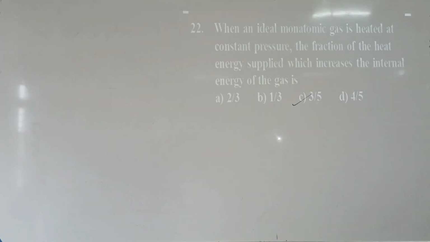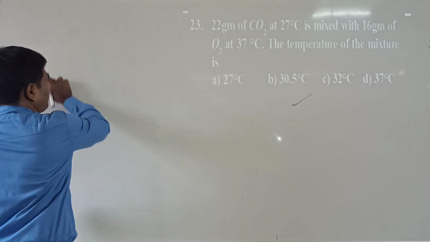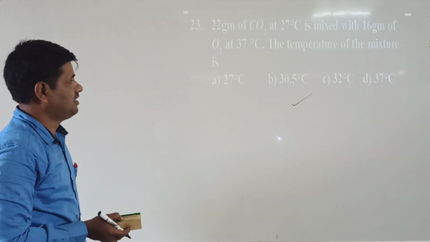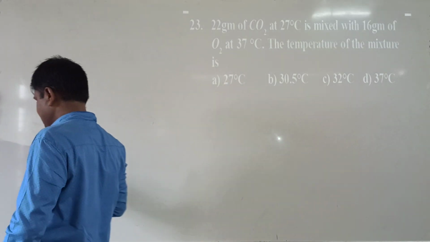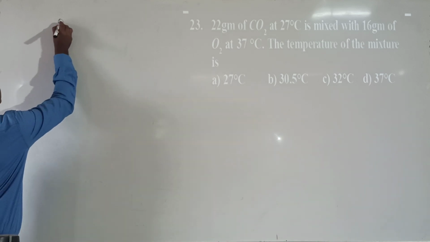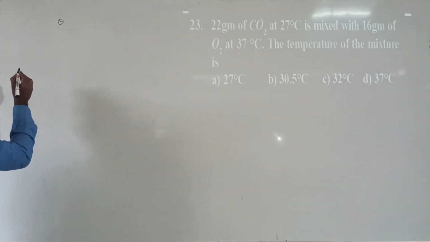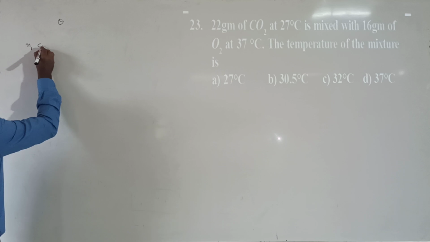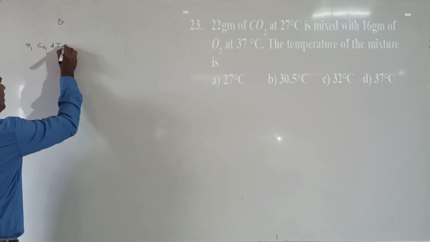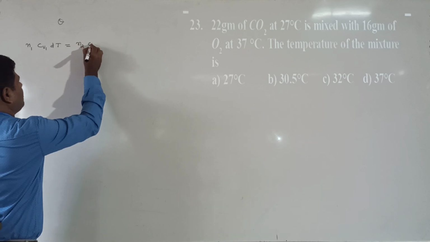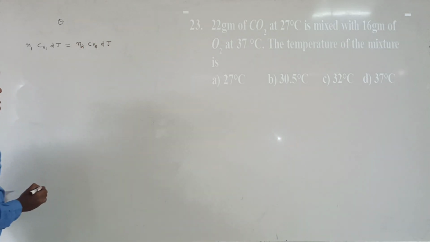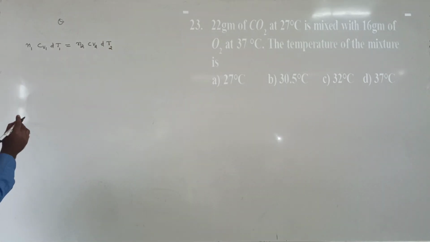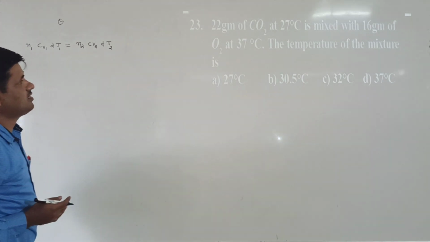Next we move to question number 23. Now 22 grams of carbon dioxide at 27 degrees is mixed with 16 grams of oxygen at 37 degrees centigrade. The temperature of the mixture, I consider as theta. Theta is the temperature of the mixture. For a mixture, the formula is n1 Cv1 into delta T1 is equal to n2 Cv2 into delta T2, the changes in temperature. Now n1 we write here first, and Cv1 and Cv2 we have to find here.